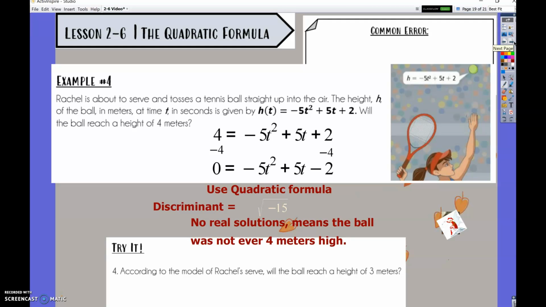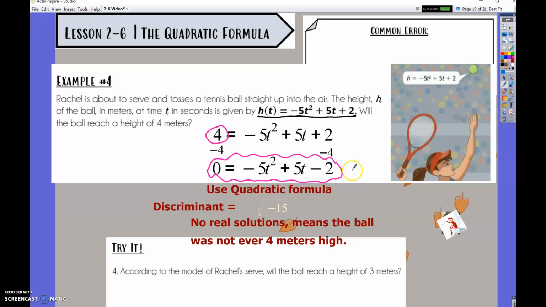Finally, there's a story problem here, and they give you the height of a tennis ball modeled by this h of t equation. They ask, will it ever reach a height of 4? So I set it equal to 4, and again, you can catch this answer key in your teacher's packet online, and I wanted to solve it. So my best way to do that was to subtract 4 from both sides, and now I will use the quadratic formula to solve this.